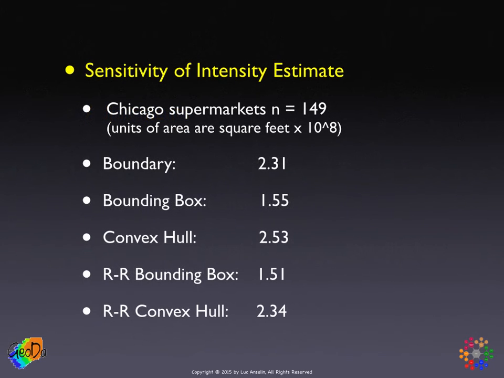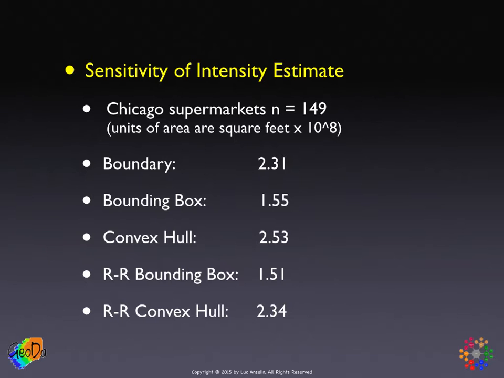And just for comparison purposes, I computed this for the Chicago example. So we have 149 points. If we take the GIS boundary, the intensity is 2.31. The units are kind of weird because the projection is in feet, so the actual number is 2.31 times 10 to the minus 8. More importantly, you can see the difference here, where the tightest fit was the convex hull. And for the convex hull, the intensity is 2.53.